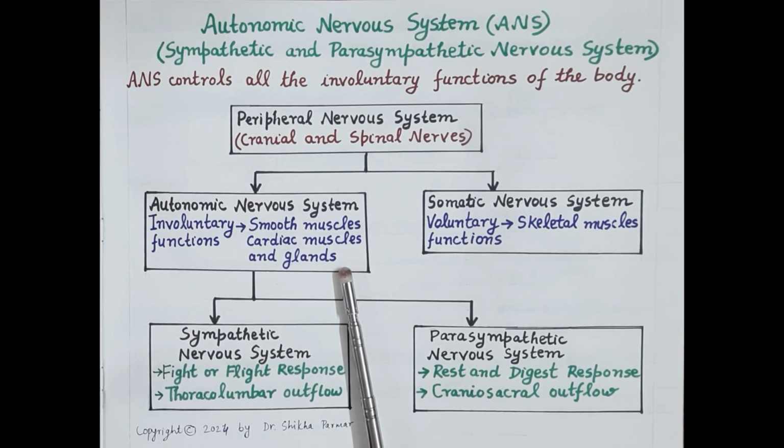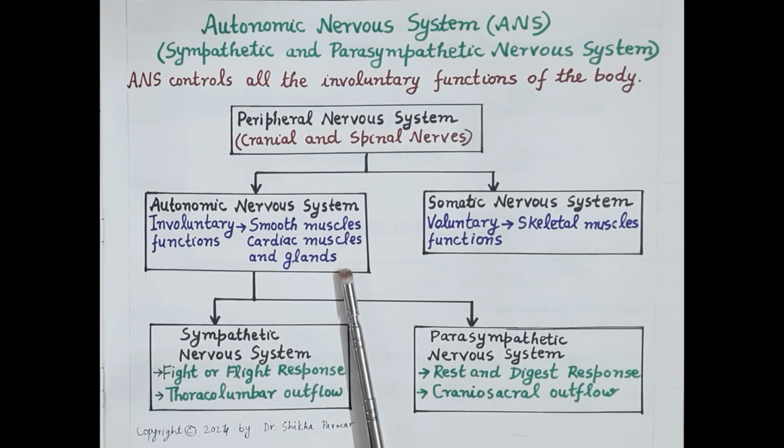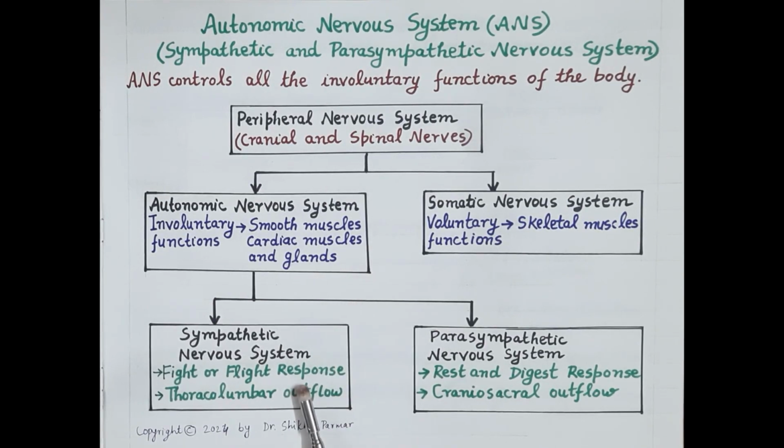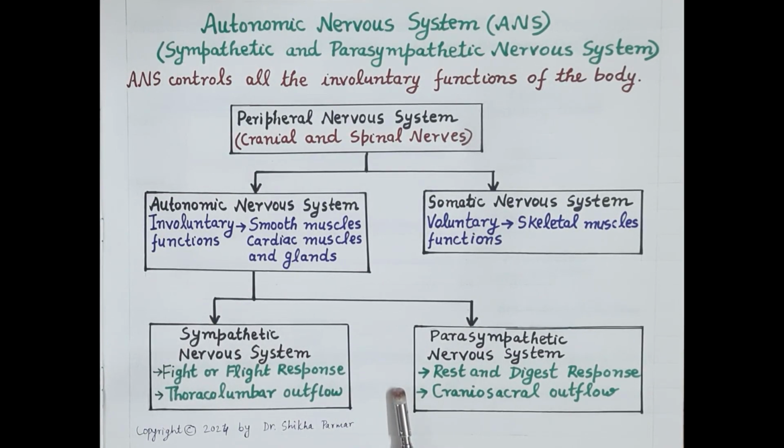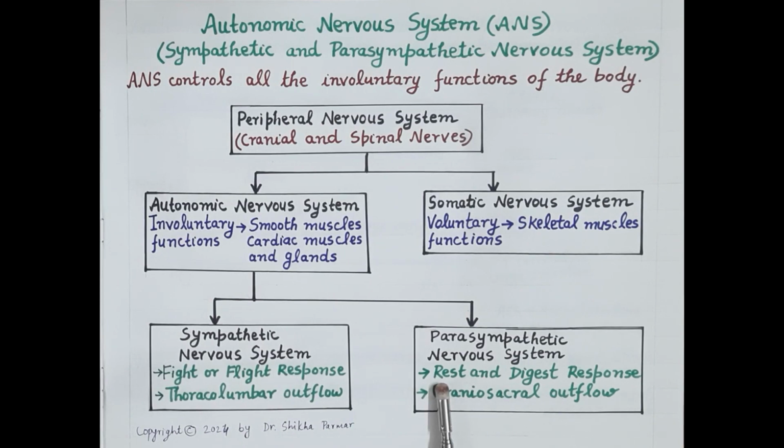The autonomic nervous system is so named because it works automatically, without the conscious efforts of a person. Now, the autonomic nervous system is further divided into the sympathetic nervous system, in short SNS, and the parasympathetic nervous system, in short PNS. So, the sympathetic and parasympathetic nervous systems control all involuntary functions of the body, that is the functions carried out by smooth muscles, cardiac muscles and the glands. So in today's video, we are going to study the structure of the sympathetic nervous system and parasympathetic nervous system.